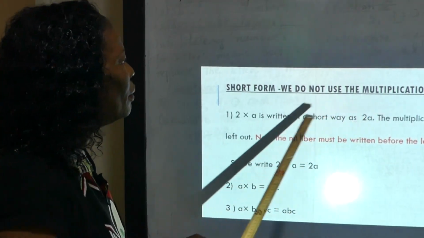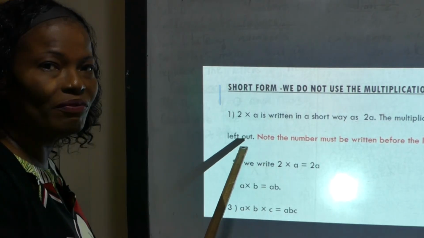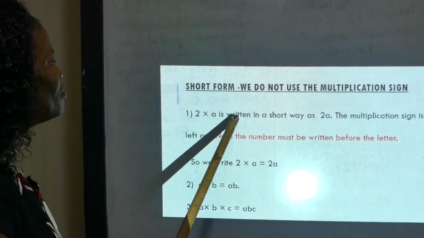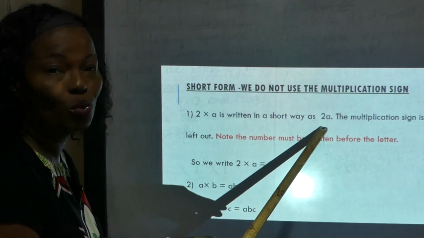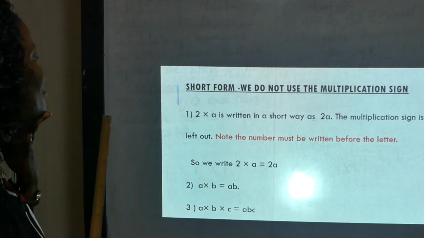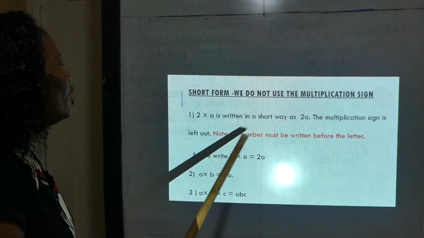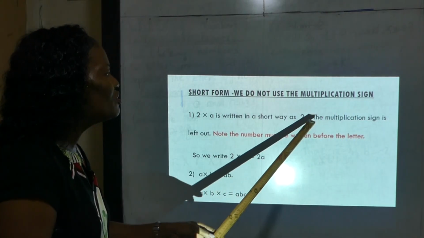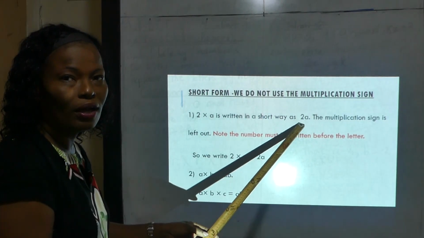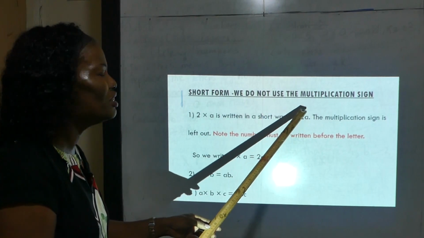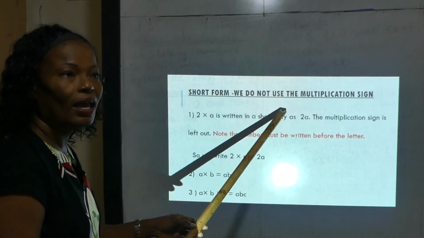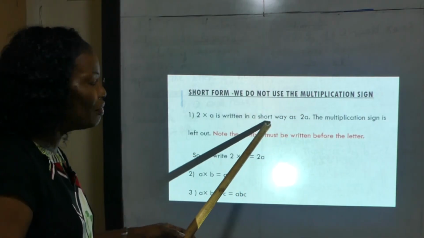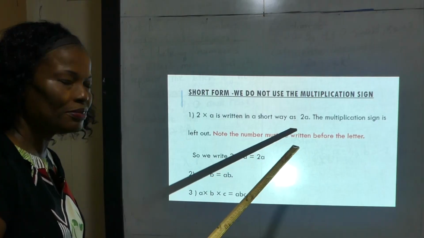So in short form again, just to emphasize, we do not use the multiplication sign. So 2 times A is written in a short way as 2A. The multiplication sign is left out, obviously. Note, the number must be written before the letter. There is nothing called A2. You must write the number first, so it is 2A. A times 3 is not A3, it is 3A. Write the number first at all times.